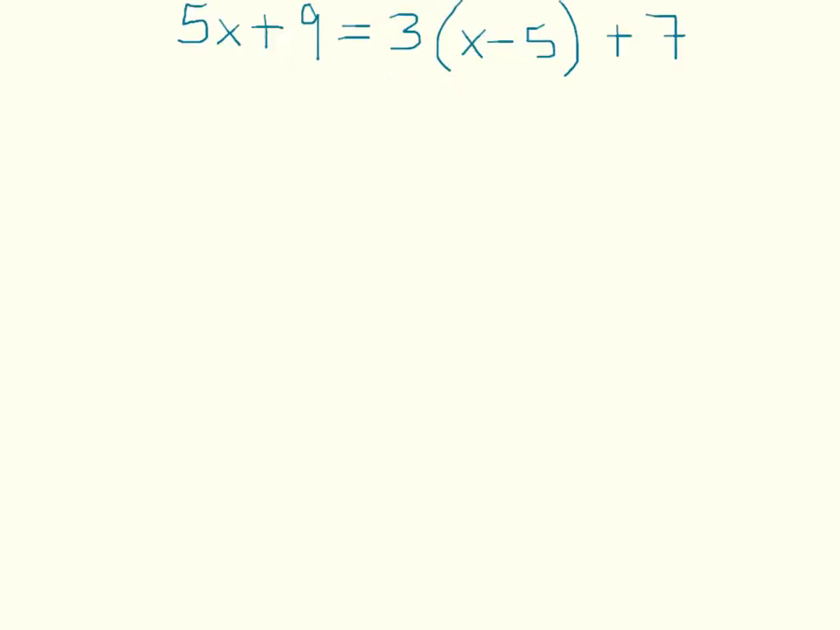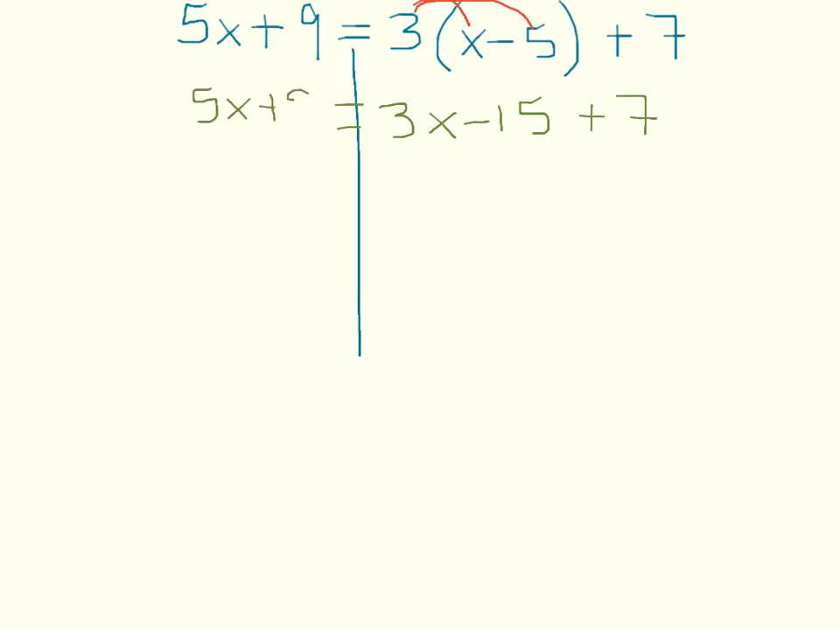Alright, here is our last example together using all of the steps, and then I'm going to give you 2 that you can try on your own. So 5x plus 9 equals 3 times x minus 5 plus 7. First step, distribute everywhere, and in this case, we just have to distribute on the one side. 3 times x is 3x, and then 3 times negative 5 is negative 15, bring down the plus 7, and then on the left side, we still have 5x plus 9.